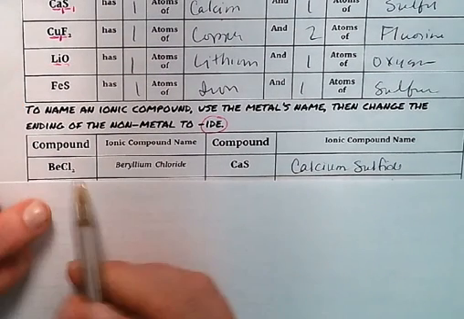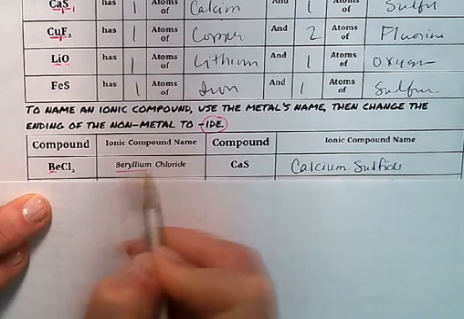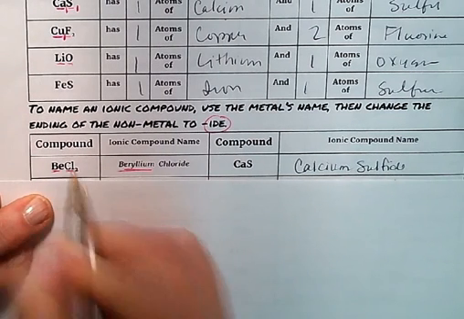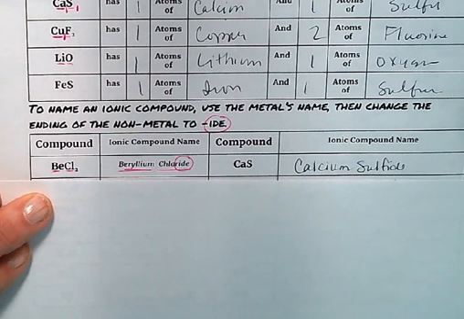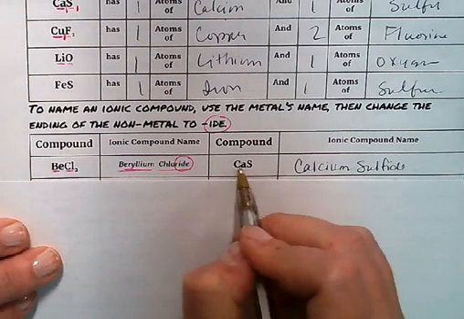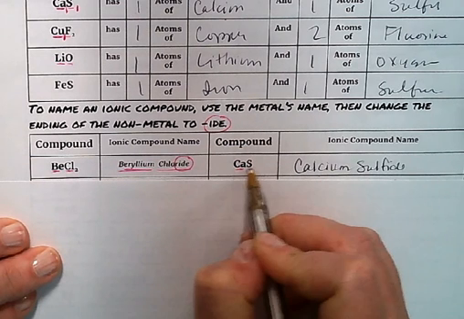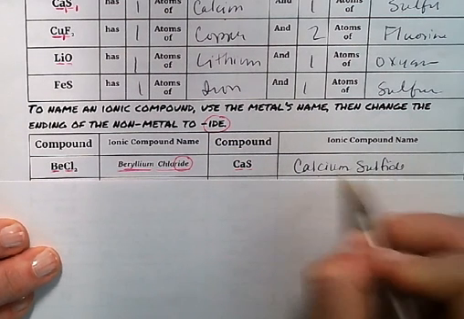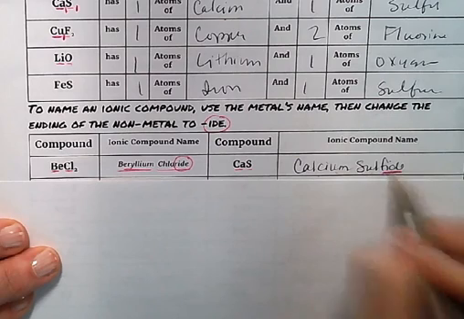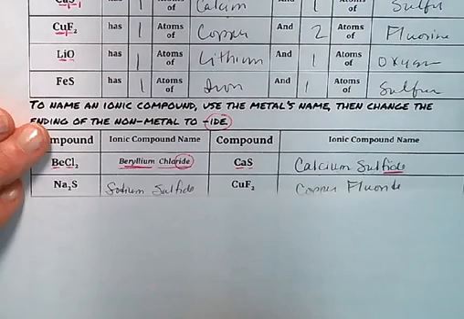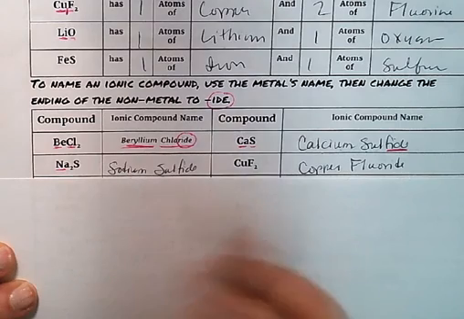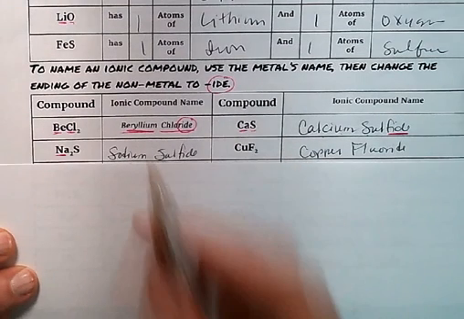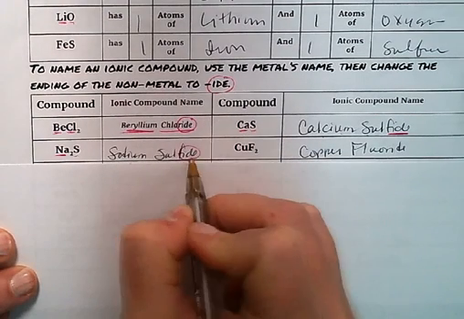So this is Be, which stands for beryllium, which is my metal, and Cl stands for chlorine. And we're going to take the chlorine and make it a chloride. So that's beryllium chloride is how we would name that one. Ca is calcium, S is sulfur, but because they're bonded together, it's not sulfur anymore, it becomes sulfide. Okay. Sodium is Na, so it stays sodium, if you can read my handwriting here. And S is sulfur, and again, sulfur becomes sulfide.